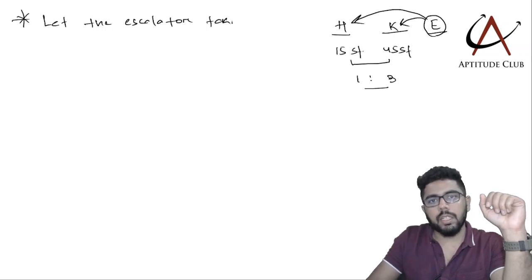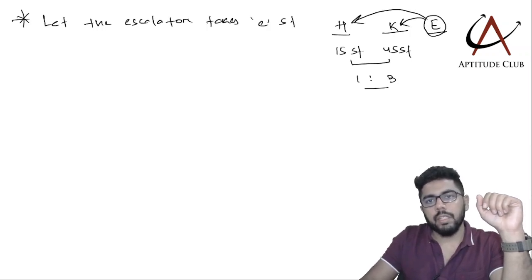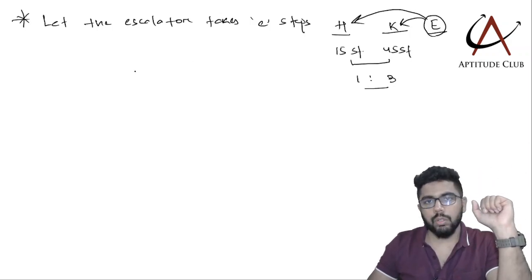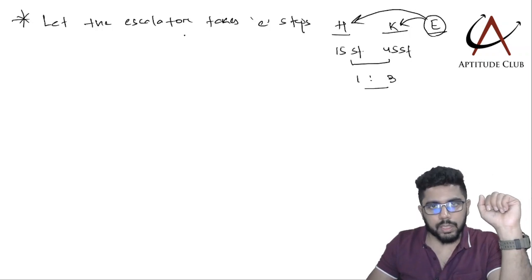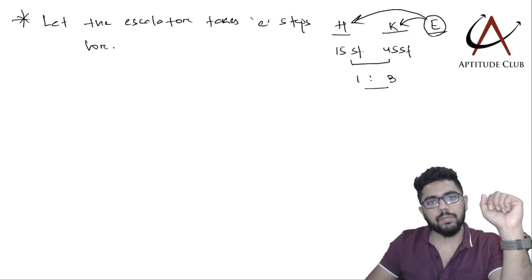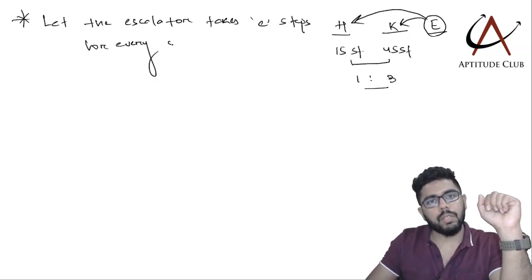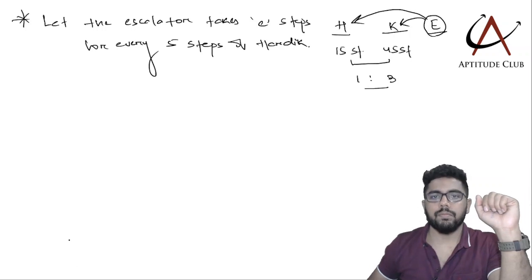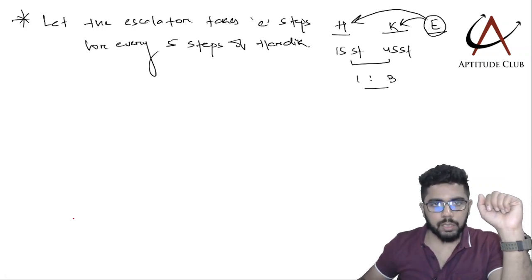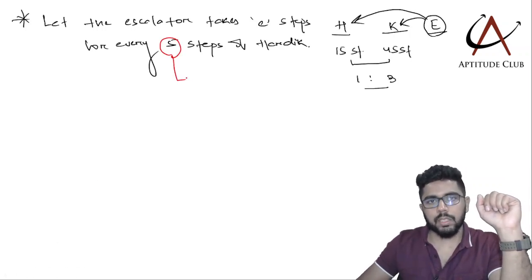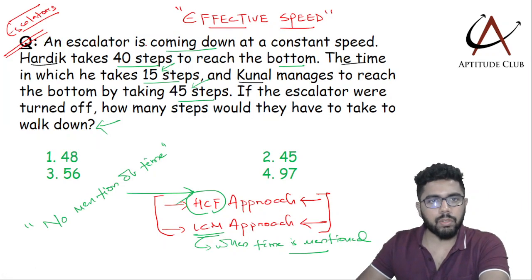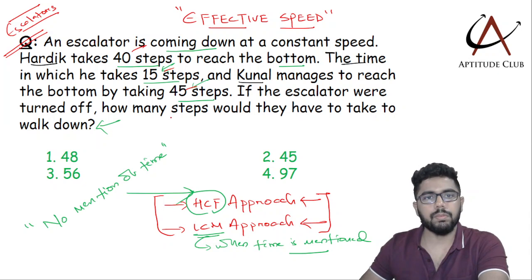Let the escalator take e steps. I did not assume e steps per second. Whereas I'll assume it in this way: let the escalator take e steps for every 5 steps of Hardik. Now this 5 is the HCF. HCF of what? HCF of the numbers mentioned, 40, 15 and 45.